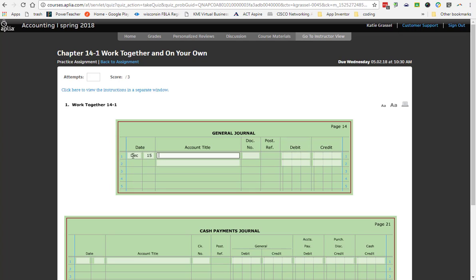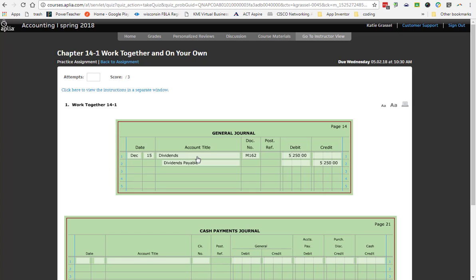Dividends is going to be debited because it's very much like our drawing account. It is a contra account to our capital stock. Our source document is going to be M162, and it's going to be for $5,250. Dividends Payable is our liability, and it's going to be credited for the same amount, $5,250.